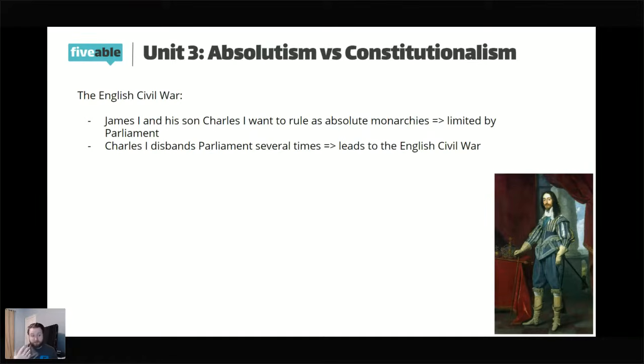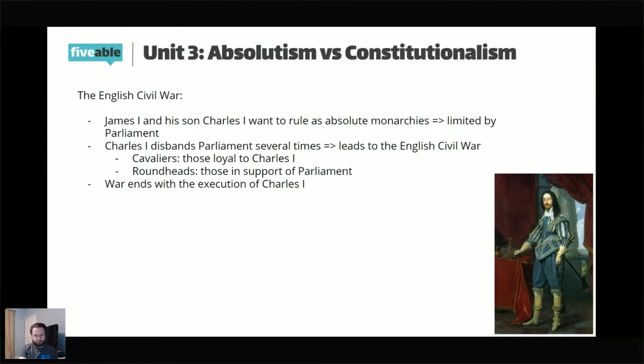Charles I then disbands Parliament several times. Eventually, this will lead to the English Civil War. In the English Civil War, there are two groups here, Cavaliers and Roundheads. Cavaliers are those that are loyal to the king, while Roundheads are those that are loyal to Parliament. The war will eventually end with the execution of Charles I. Following that, you have the Puritan dictatorship under Oliver Cromwell, which I'm not going to dig into now just because of lack of time, but I would go review it.